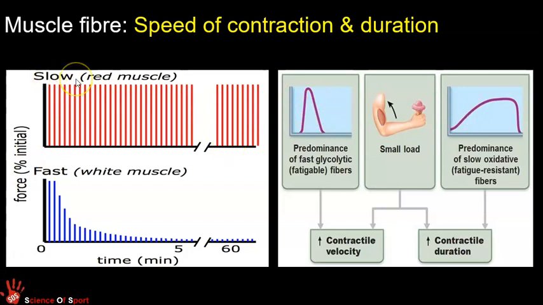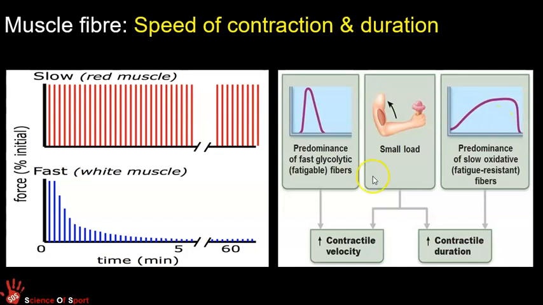So slow oxidative fibers, or your type 1 fibers, don't necessarily contract with a very high force, but you can see, hopefully, here they sustain the contraction. They can maintain a contraction for a slightly longer time. So their duration is higher, but the speed of the contraction, how quickly they contract, is slower. Hence the name slow oxidative, slow twitch.